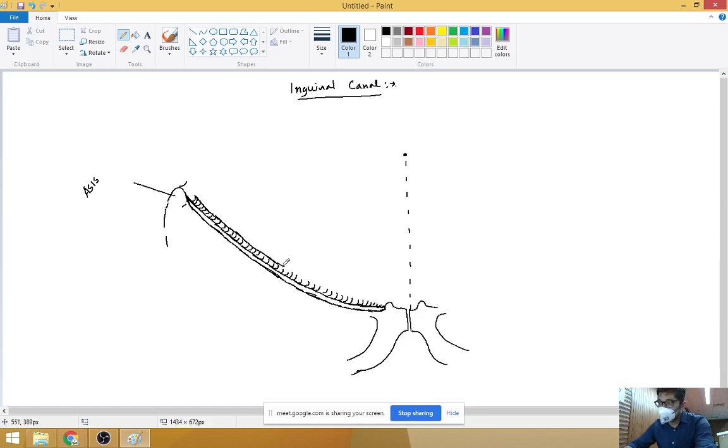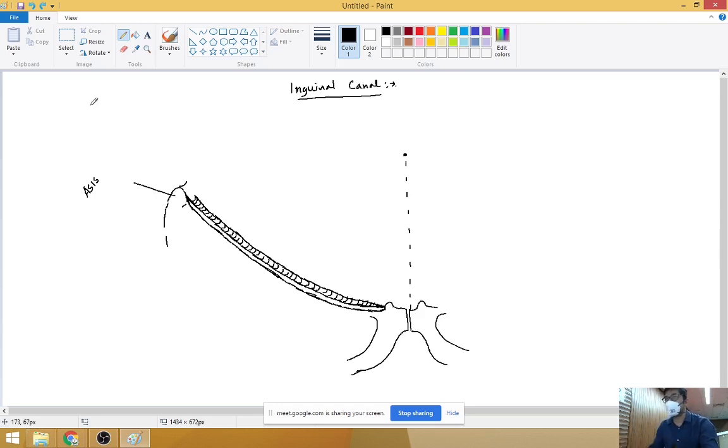I am trying to make it look like this is having a concave margin, like that, like this concave margin. This is the inguinal ligament, starting from the anterior superior iliac spine to the pubic tubercle.